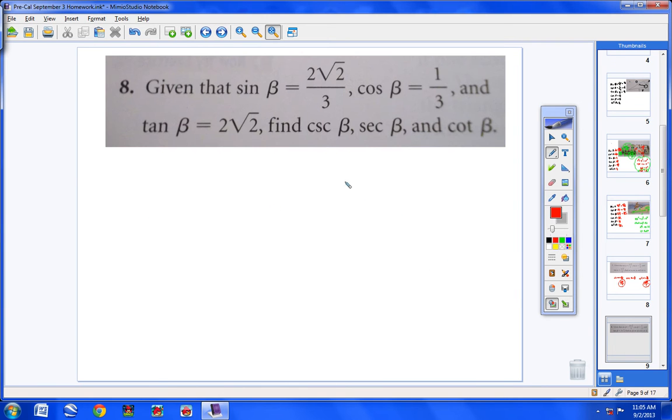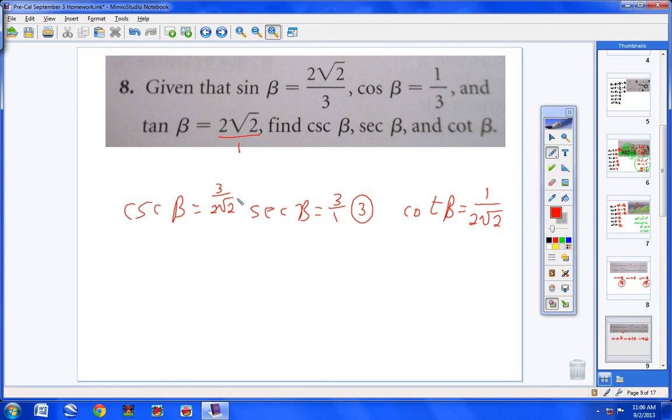Moving on. All right, same thing here again. We're looking for the cosecant of, I think it's beta, and the secant of beta, and then cotangent. All right. Here we go. Well, cosecant is the inverse of sine, so I would have 3 over 2 square root of 2. Secant is the inverse of cosine, so I would have 3 over 1, or just 3 if you like. Cotangent of beta is the inverse of tangent, so it's 2 square root of 2 over 1, so if you flip that, you get 1 over 2 square root of 2.